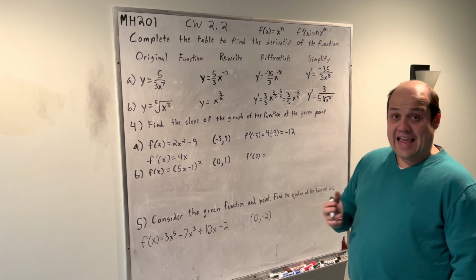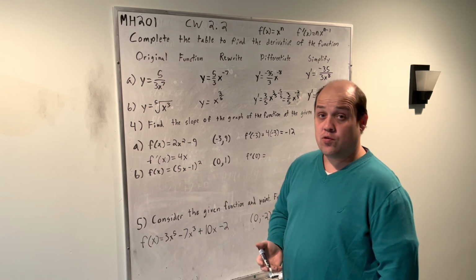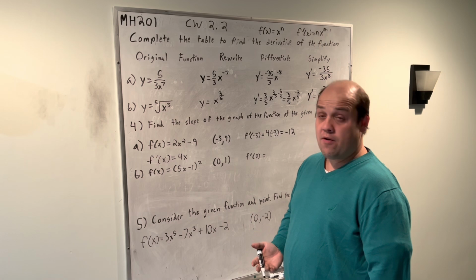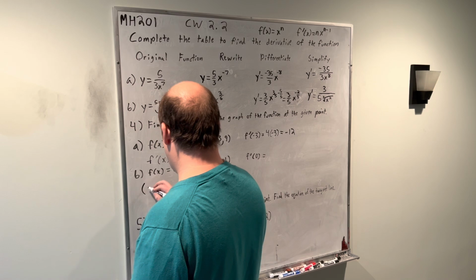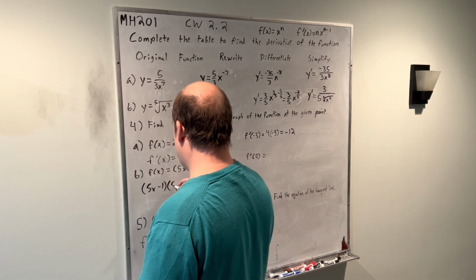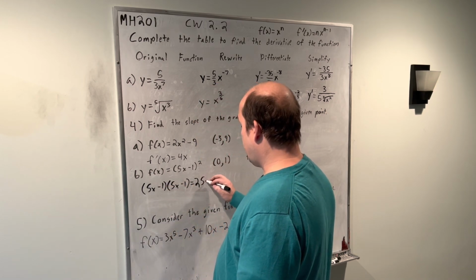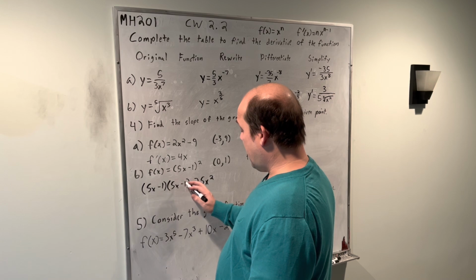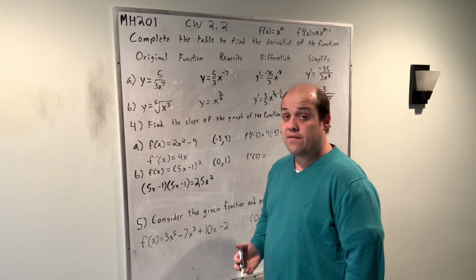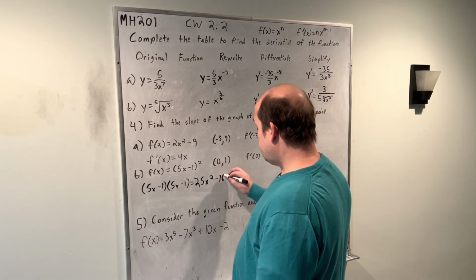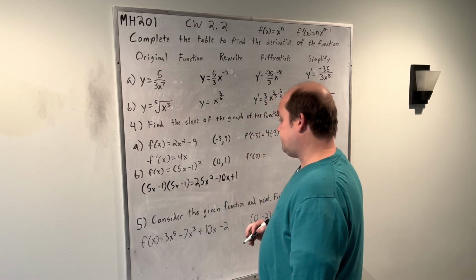For b, I can't do a derivative yet. We will be able to do a derivative for something like this using what's called the chain rule in a couple classes, but for now, I need to square everything out before I can use the rules that I know how to use for derivatives. So I'm going to do 5x minus 1 times 5x minus 1. 5x times 5x gives me 25x squared. 5x times negative 1 gives me negative 5x. 5x times negative 1 gives me negative 5x. When I combine those, I get negative 10x. Negative 1 times negative 1 gives me positive 1.